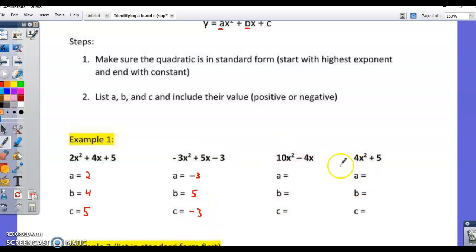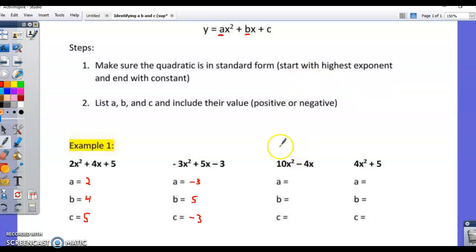All right, in these two examples, I wanted to point out, because you notice that there's not 3 terms, you still have a value for a, b, and c in this type of problem. So if I'm looking at this, my a goes with my x squared, my b goes with the x, and the c is just the whole number. Well, in this one, you can see we have an x squared term and an x term, but we don't have a c. So in this case, our a is going to be 10, our b is going to be negative 4, and since you don't see a c, we list that as a value of 0.